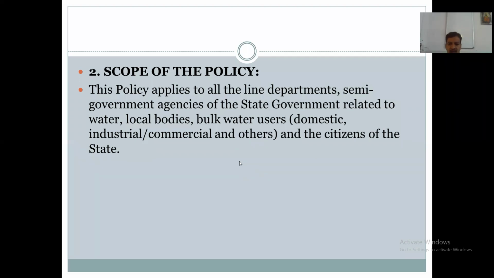Who is it applicable to? It is applicable to all the citizens living in Maharashtra state. And for all the domestic, industrial, and commercial users, this policy is applicable. For the local bodies, all the government agencies of the state government, all the departments, semi-government, all the government agencies, this policy is applicable.